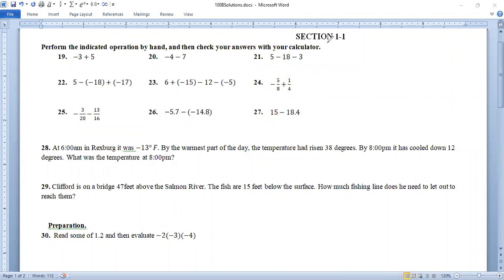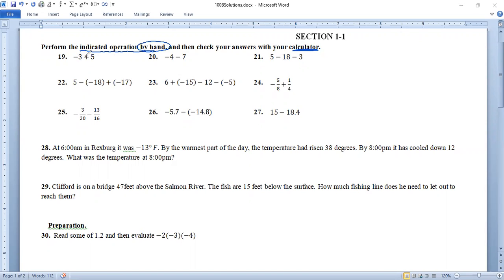Here we are in section 1.1 with the solutions to numbers 19 through 30. Perform the indicated operation by hand and go ahead and check your work with your calculator. So do the calculator later. We'll go ahead and do it by hand here. 19, negative 3 plus 5.